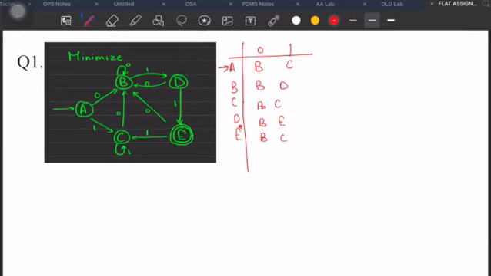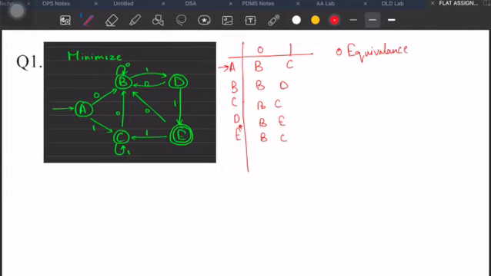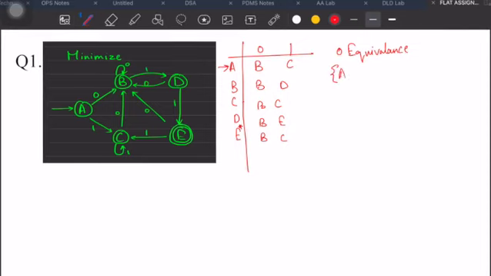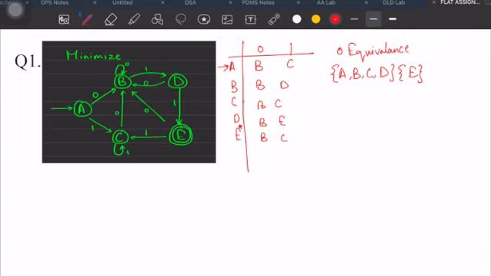Now let us first perform 0 equivalence on the given DFA. In 0 equivalence, we first divide the given states into non-final states and final states. Here E was the only final state, so only it is kept separately. Now let us check 1 equivalence.